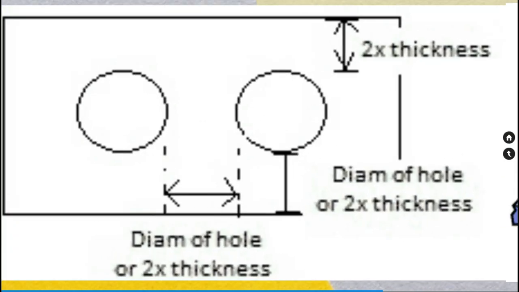Also, the hole to hole thickness should be 2 times the thickness of the part. Also, the hole location or hole spacing is important. The recommended hole spacing is 2 times the thickness, and the distance of hole edge from the outer edge should be 2 times the thickness or the diameter of the hole.